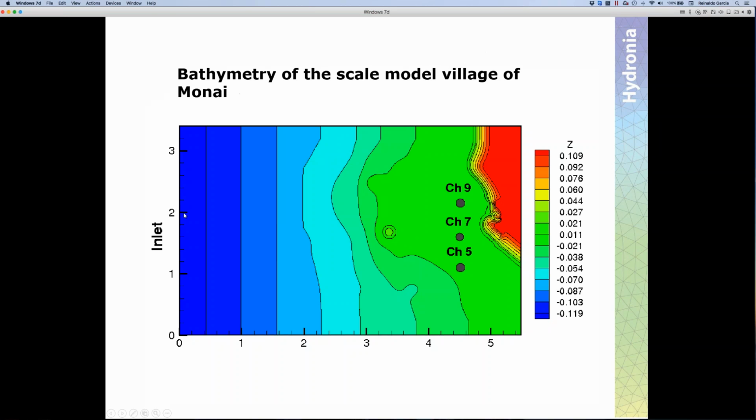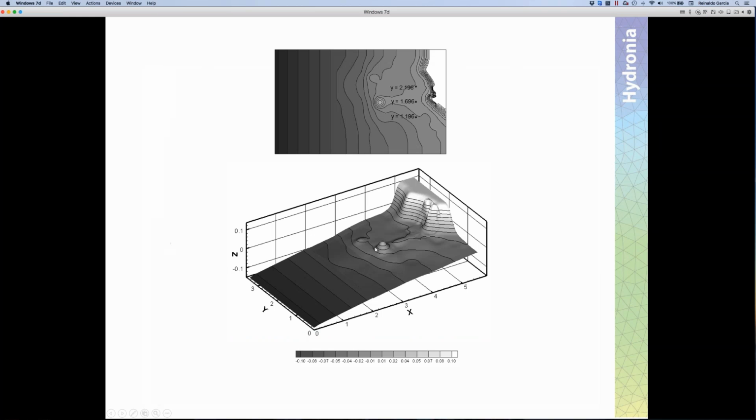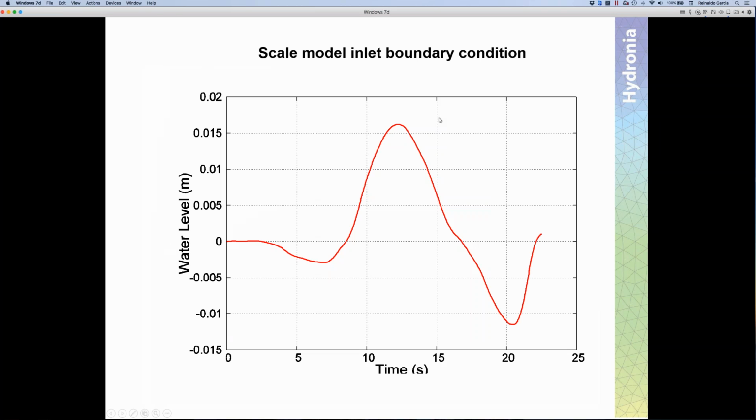And in this example, what was done is to try to replicate the event that occurred in Japan by imposing a boundary condition here. What you see here is the bathymetry. And there are 3 locations where the experimenters measured the water elevation here, 5, 7, and 9. And so the bathymetry looks like this. So you have a relatively deep water here. You have the coastal area here. And these are the 3 points where the model is compared with the data.